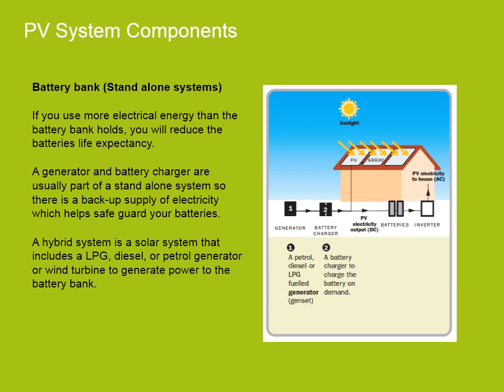If you try to use more electrical energy than the battery bank holds, you will run the batteries too low and reduce their life expectancy. A hybrid system is a solar system that includes a LPG, diesel or petrol generator or wind turbine to help generate power to the battery bank, alongside or as an alternative to the solar PV generation.